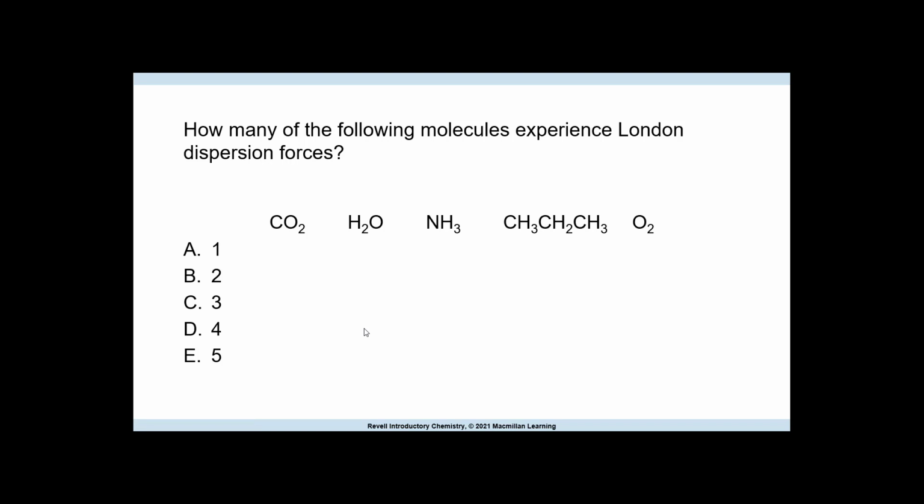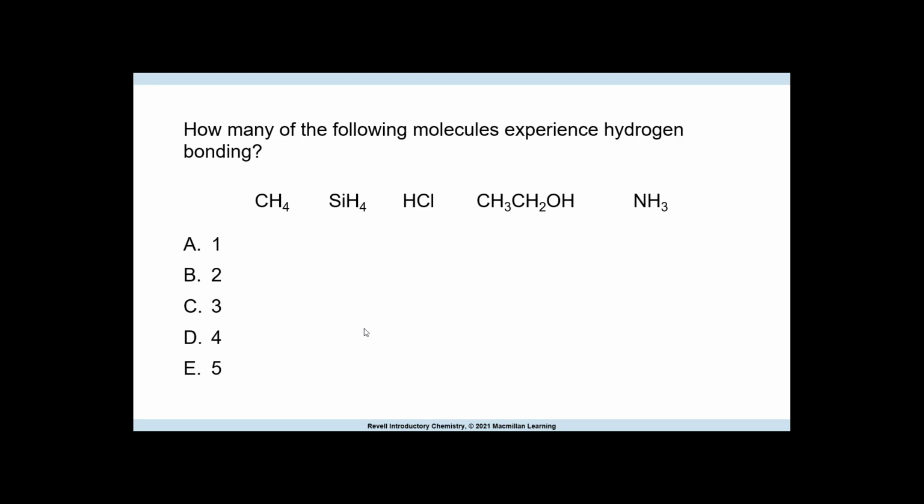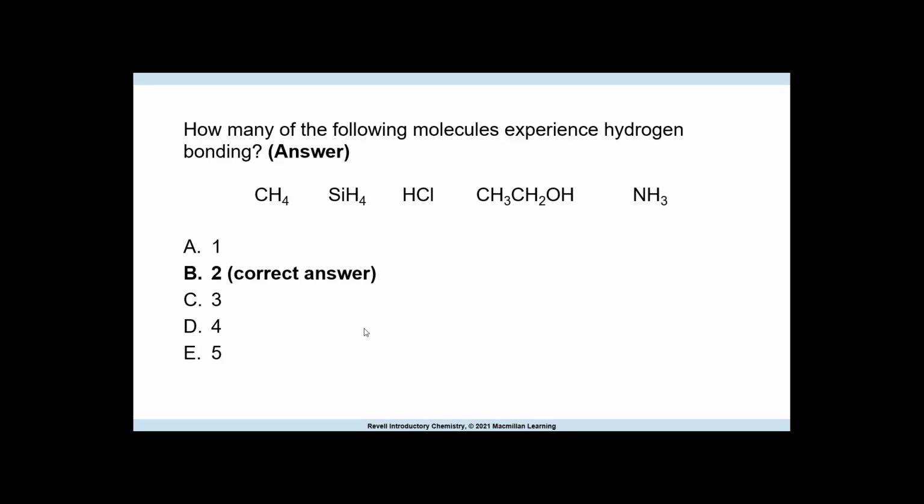How many of the following molecules experience London dispersion forces? Remember, London dispersion forces are in all covalent molecules. So you have to figure out, are these all covalent molecules? And yes, they are. How many of the following molecules experience hydrogen bonding? Now remember, the rules for hydrogen bonding are that there are molecules with HF, HO, or NH, and they have to be attracted to another molecule with HF, HO, or HN. So it is two molecules. That's going to be this one here, because of the OH, that's an alcohol, and this one here with the NH.